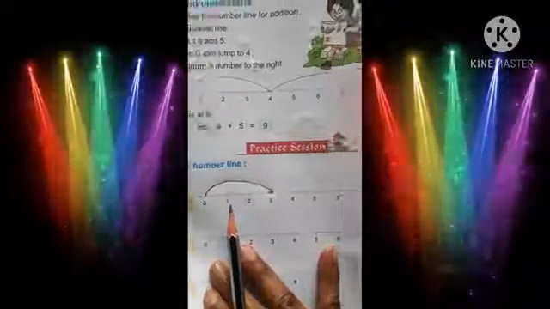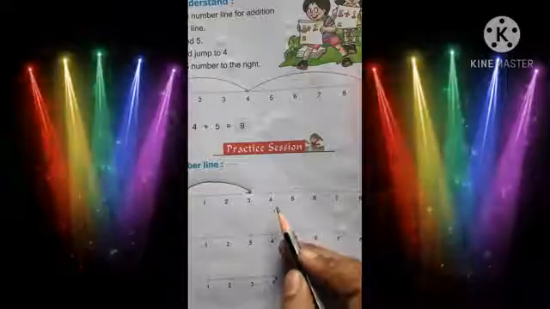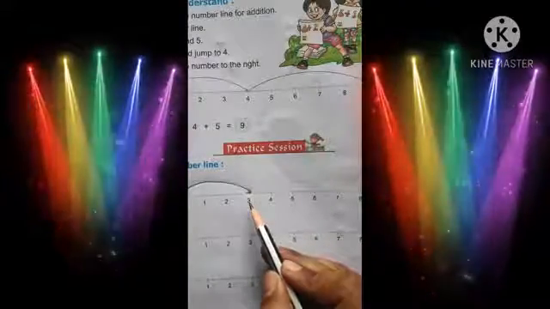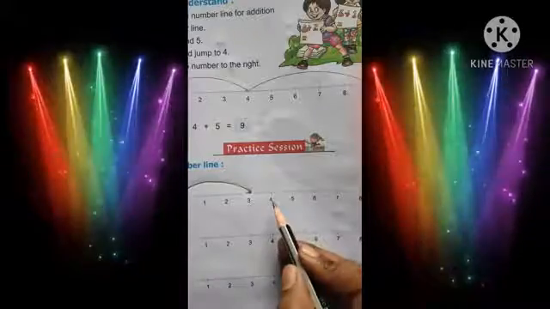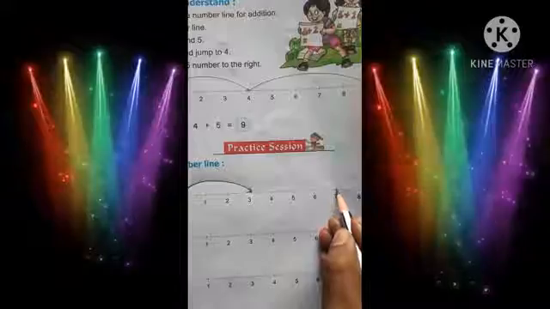And the second digit is 4. So now we will start counting 4 more numbers which will start after this number. Okay. So now start 1, 2, 3, 4. Put a dot on this number.